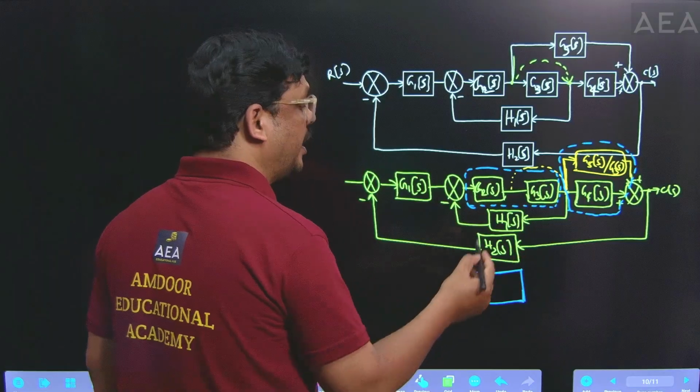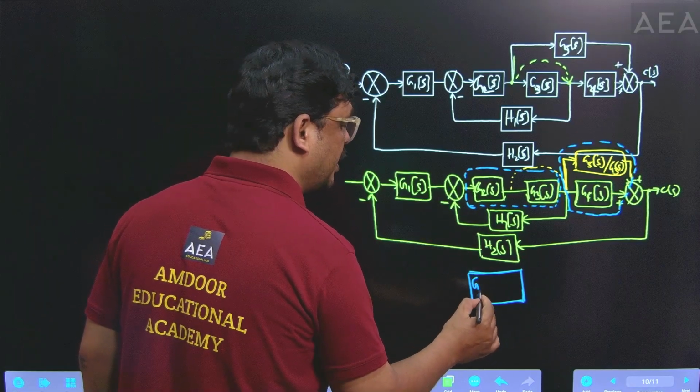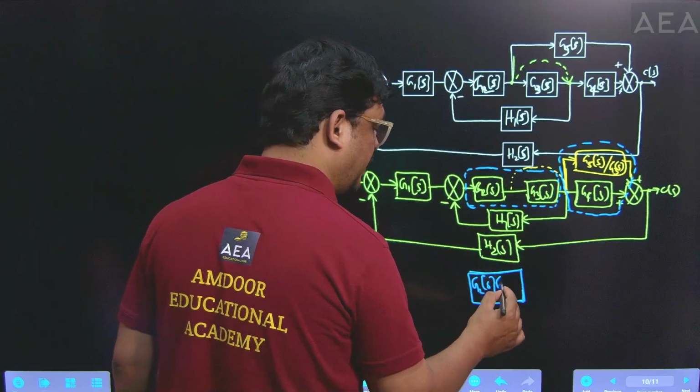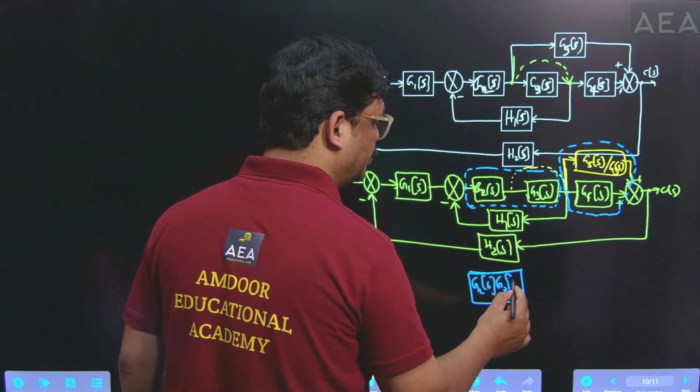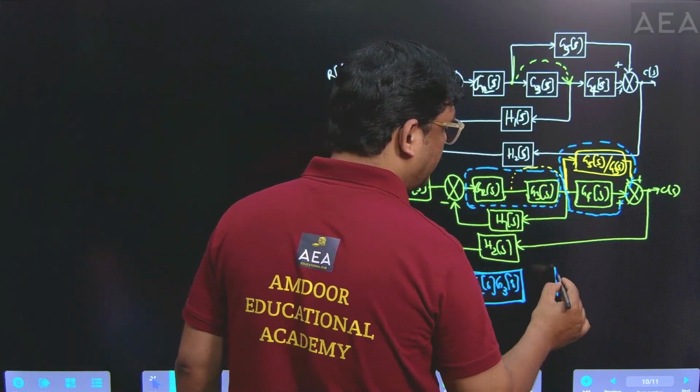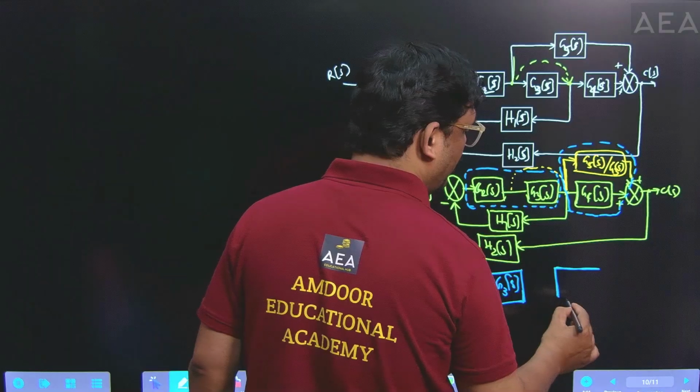If the blocks are connected in series, then the total transfer function is the product of the individual transfer functions. So G2 of s and G3 of s are there; write the product of these two. Similarly, these two blocks are connected in parallel, so this is also replaced by one single block.